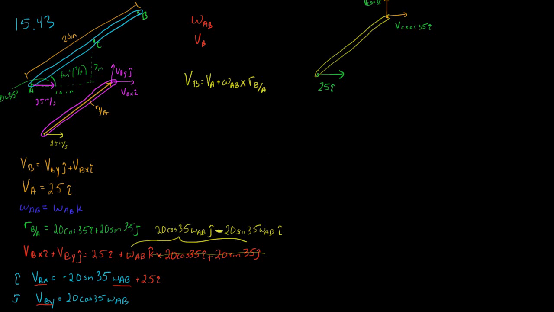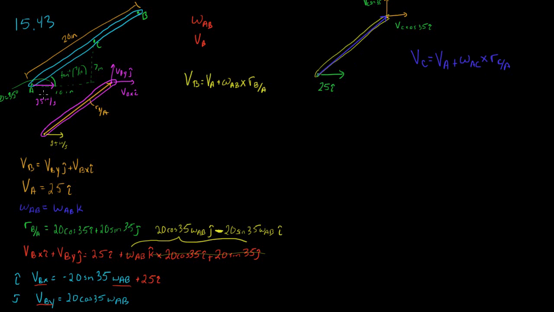So let's take a look at this velocity equation. We have a velocity of C, which we really don't care what the velocity of C is. We're just trying to use this part of the bar to get our angular velocity. So our velocity of C is equal to a velocity of A plus this omega AC crossed with the position vector from C with respect to A. So that's just going to be the position vector right here.